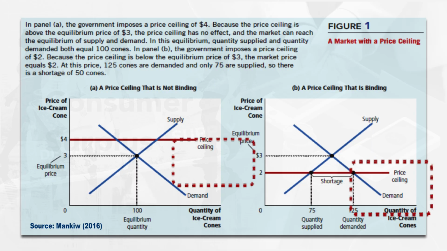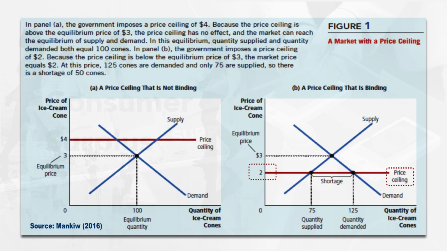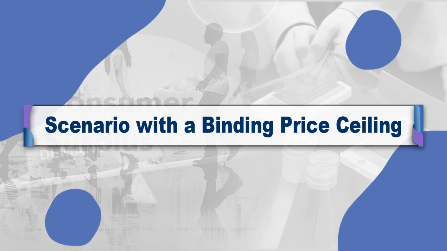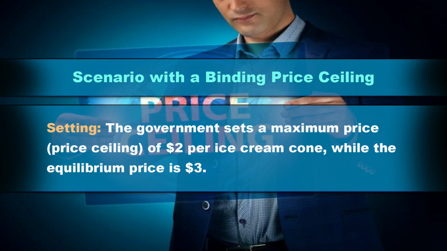In a competitive market without regulation, the price adjusts to balance supply and demand. However, when the government imposes a price ceiling below the equilibrium price, it disrupts this balance. Let us have a scenario with a binding price ceiling. First is, the government sets a maximum price, that is price ceiling, a legal maximum of $2 per ice cream cone, while the equilibrium price is $3.